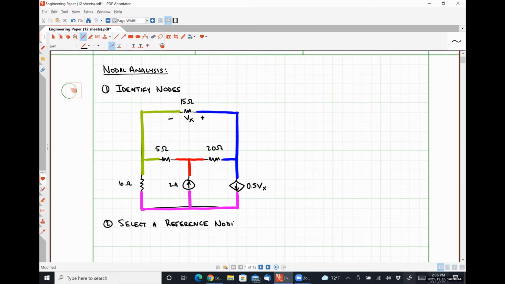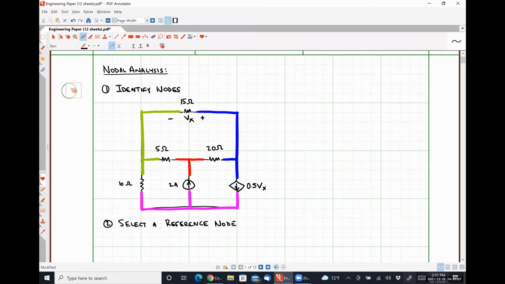So let's talk about the concept of a reference node. Okay? Our reference node, all that means is that we are going to assume that that particular node has a voltage of 0. So it serves as a reference to the rest of our circuit.